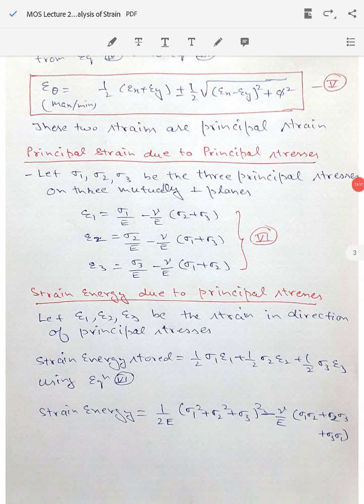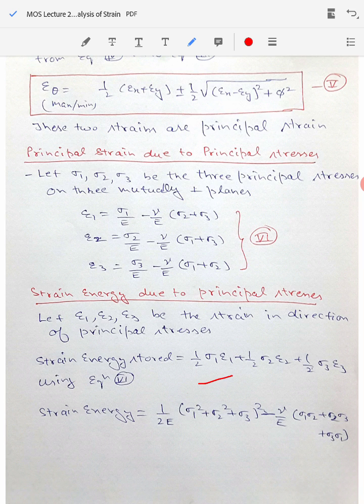Now strain energy can be determined if you know the value of epsilon 1, epsilon 2 and epsilon 3. You must remember when we discussed the stress strain diagram, I told you that the area under the stress strain curve, that means the straight line curve, basically gives you the strain energy. Because the triangular area was obtained, that's why it was half times sigma times epsilon. So from that stress strain diagram we obtained that.